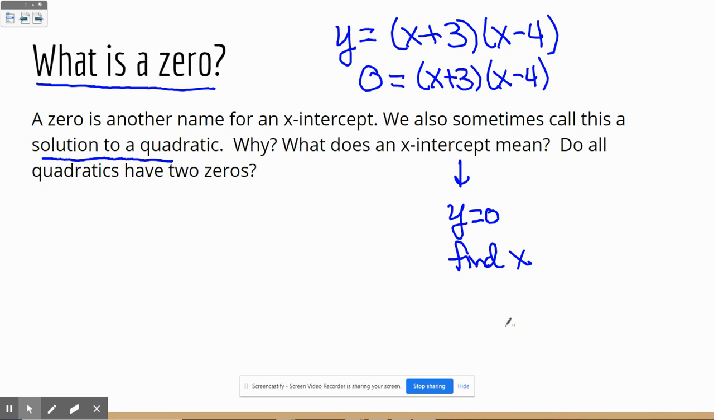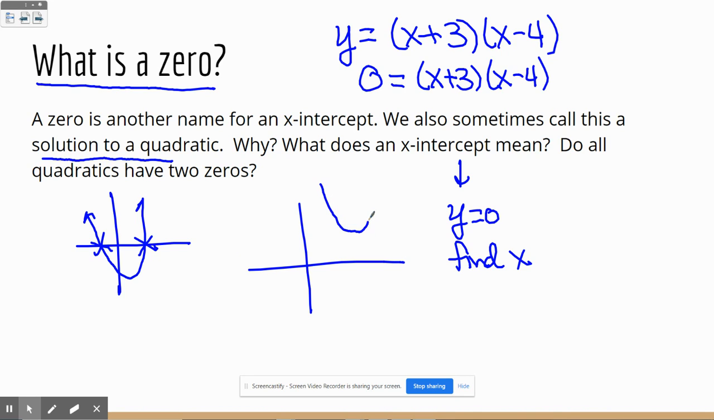And do all quadratics have 2 zeros? Well, let's think about it. A quadratic is a parabola. So the parabola we just looked at definitely had 2 zeros. I see them right here and here. But isn't it possible that my parabola could be up here? Where are the zeros here? Doesn't seem like we have any. And we're going to talk more about that later this chapter.